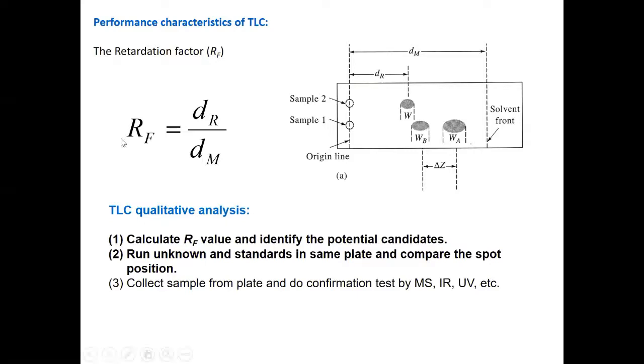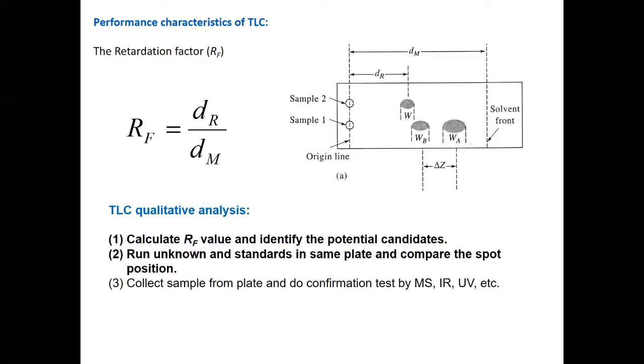So this is some kind of constant, but that heavily depends on your experimental conditions. Okay, so after that, we are going to calculate the Rf values and then identify the potential candidates. In most cases in the lab, this is a traditional technique used to determine marijuana in a crime lab.